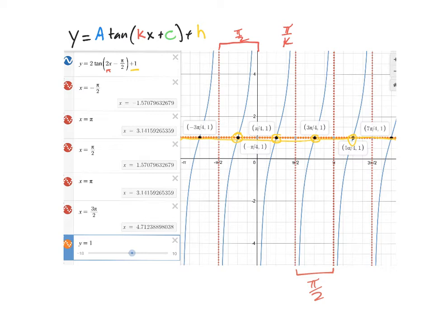The phase shift is a combination of c and k. Just like we did with sine, if you want to do the phase shift, you do the opposite of c divided by k.